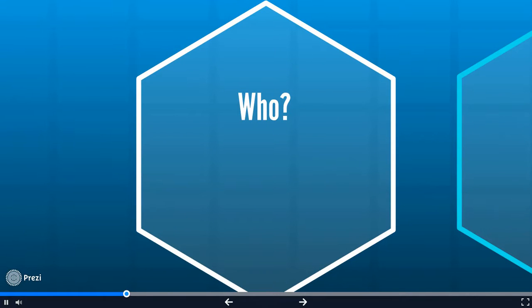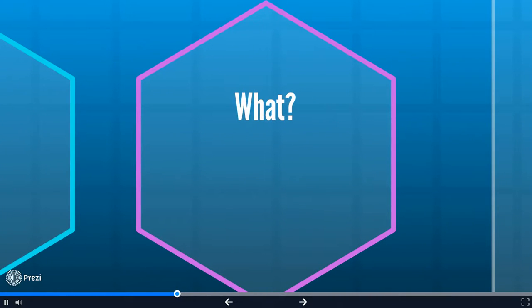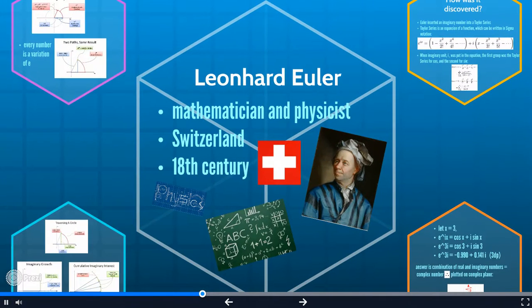Throughout this video, I will be discussing who discovered the formula, how they discovered it, and what that means for us. Leonhard Euler was a mathematician and physicist from Switzerland who lived in the 18th century. He made many important discoveries and introduced much of modern mathematical notation and terminology. However, in this video, I will be focusing on one of the works he is most renowned for, Euler's formula.